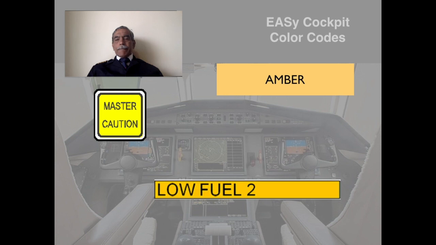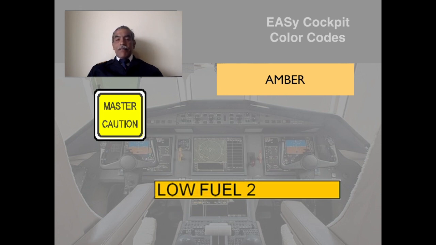Now the amber color. It may not require immediate action on the part of the pilot, but nevertheless he needs to be aware of the situation immediately, but he has got some time to analyze and take action to deal with an issue. Of course, it is associated with the master caution lamp, which is located next to the master warning, and which is amber in color.